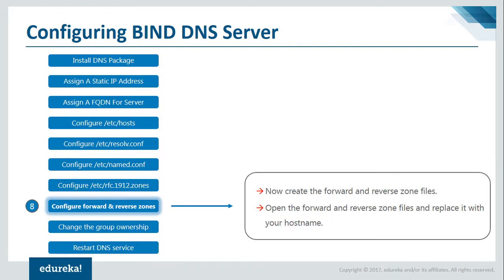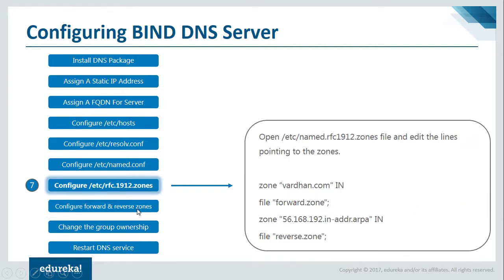Moving on to step number 8, we have to create the actual forward and reverse zones. What we have done in step number 7 is just say that we have a forward.zone file and a reverse.zone file. When someone searches in the URL by the hostname vardhan.com, it would look for settings in the forward.zone, and if someone searches using the IP address, it should look for the reverse.zone file. So we have only specified where to look in step number 7.